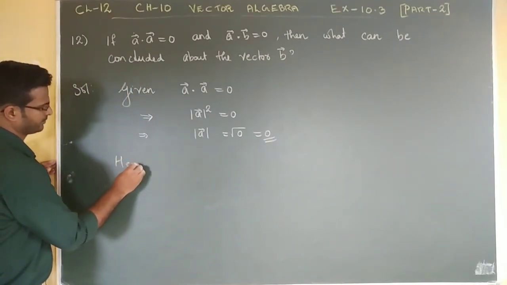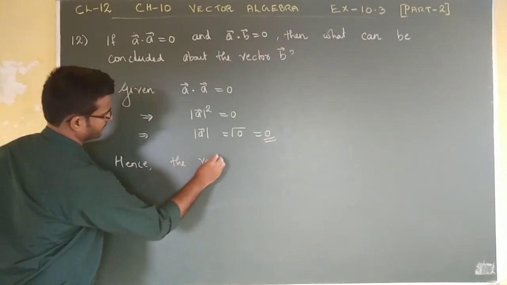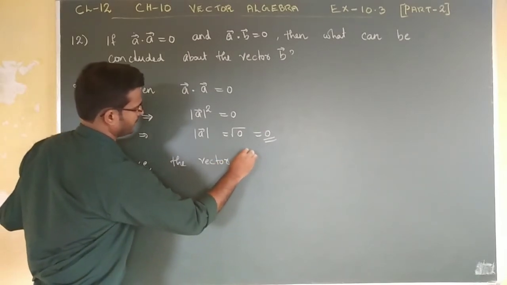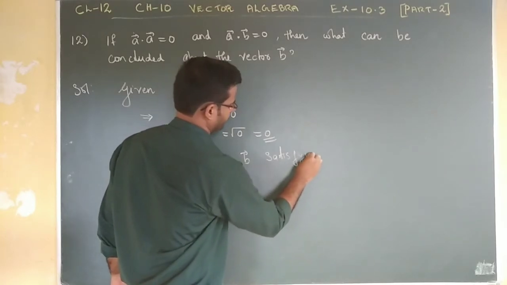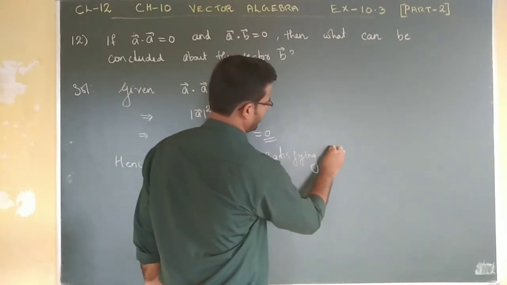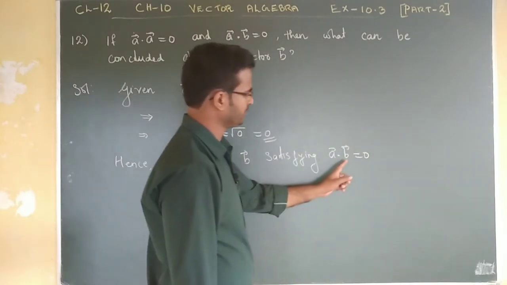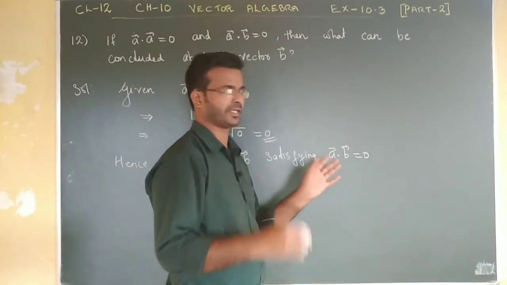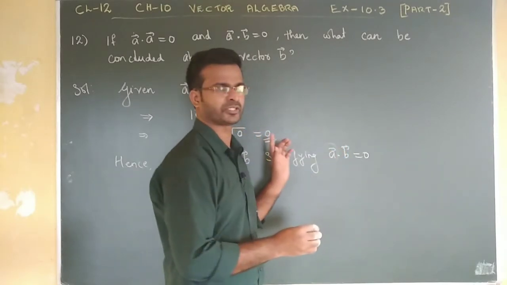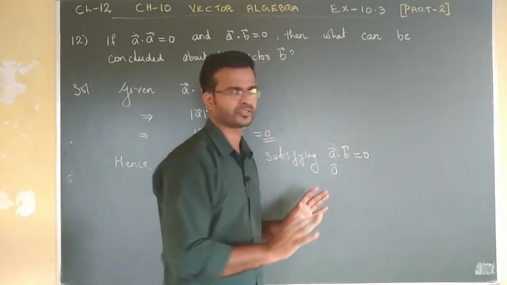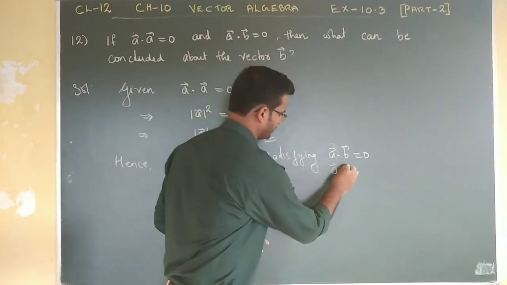Hence, the vector B satisfying A vector dot B vector equal to 0. Here we can write in the place of B vector any type of vector. What is the reason? Because A vector we already got, that is 0 vector only. We got A vector is 0 vector, isn't it? Then after we can write any type vector here. We can write 0 vector also.